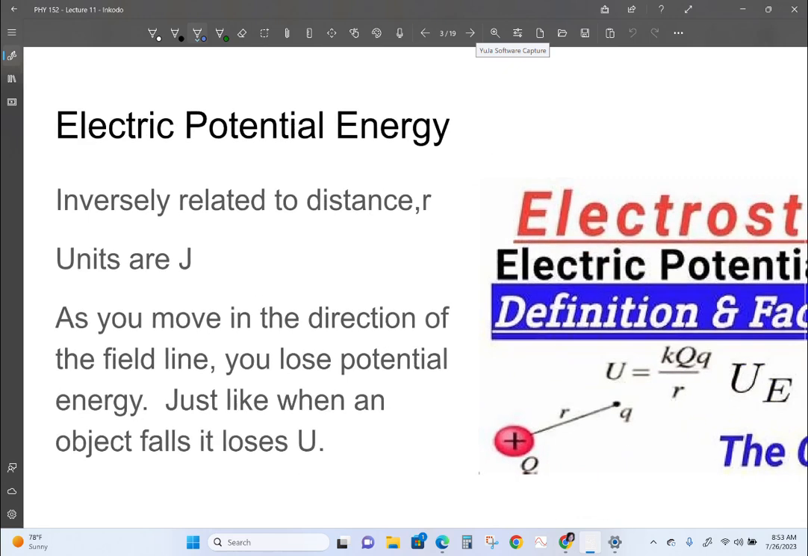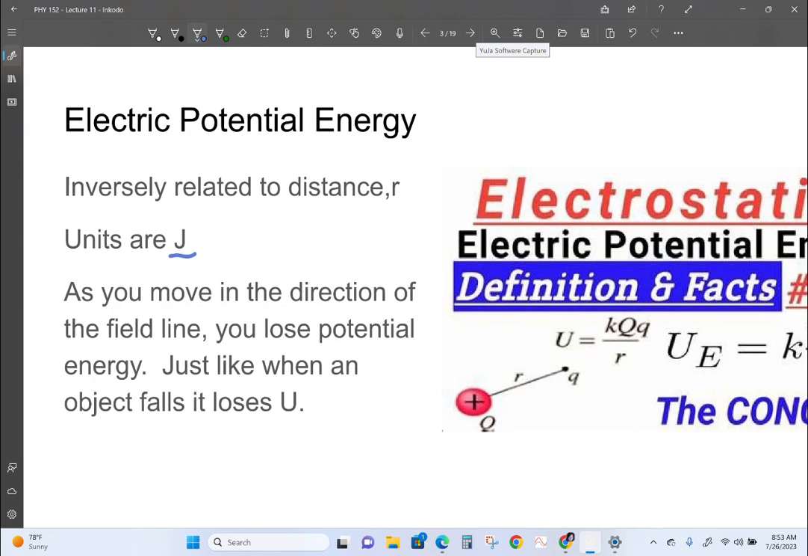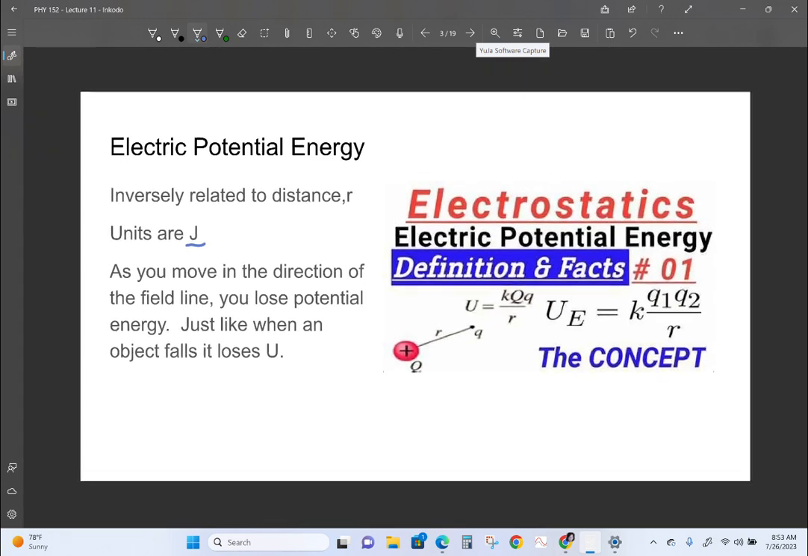So electric potential energy is going to be measured in joules. And once again, it is related to how much force is acting on it through that distance, how much work that force is doing on it. And if a charge moves in the direction of the field, it's going to lose potential energy, but gain kinetic energy. And if it moves against the direction of the field, it's going to gain potential energy and lose kinetic energy.